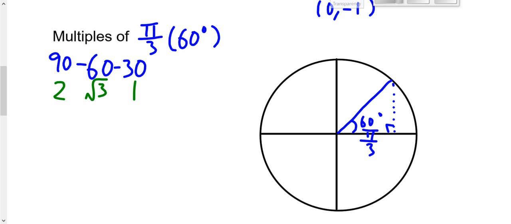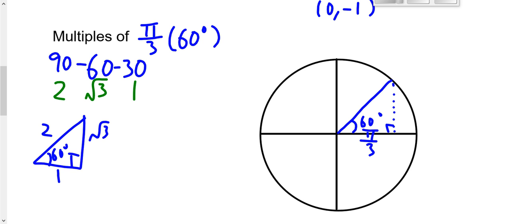So if you look at this, that means we have a triangle of this. This would be 2. And in this case, we are talking about 60 degrees. So for 60 degrees, it would be root 3. And then this side, 30 degrees, that means the length of this side would be 1.